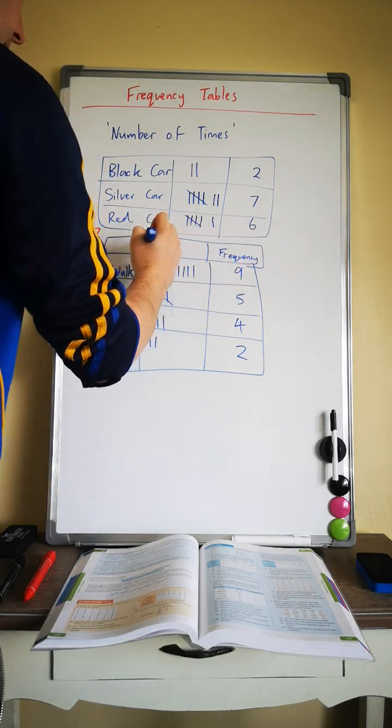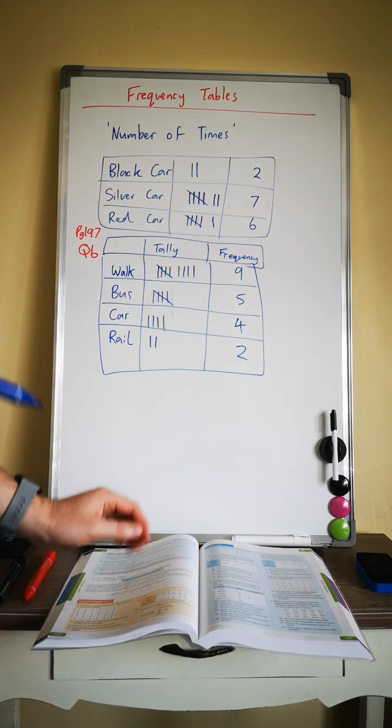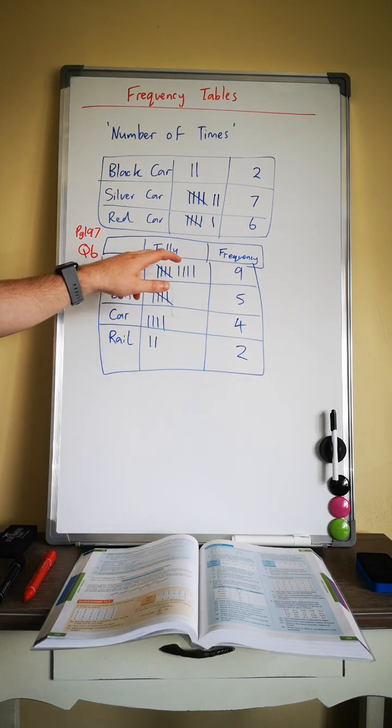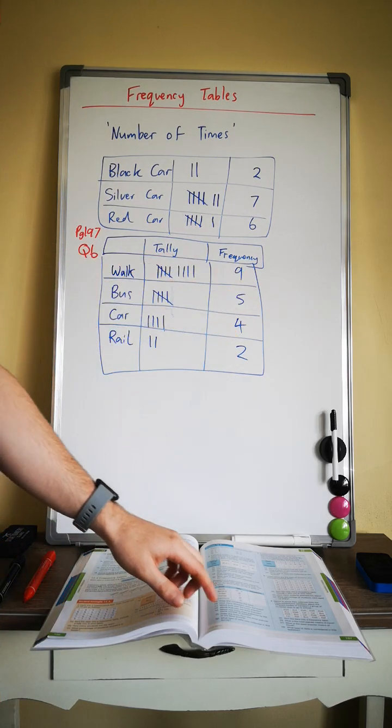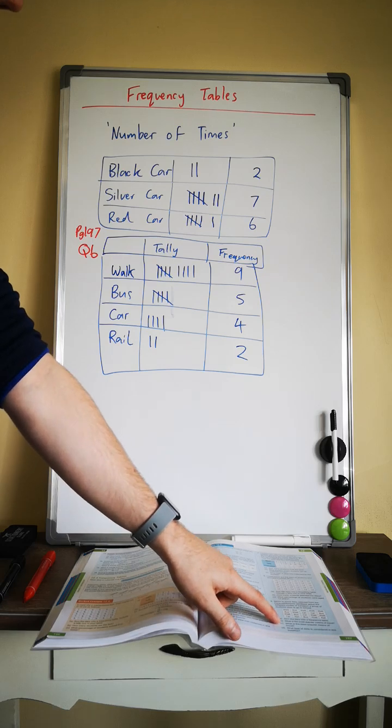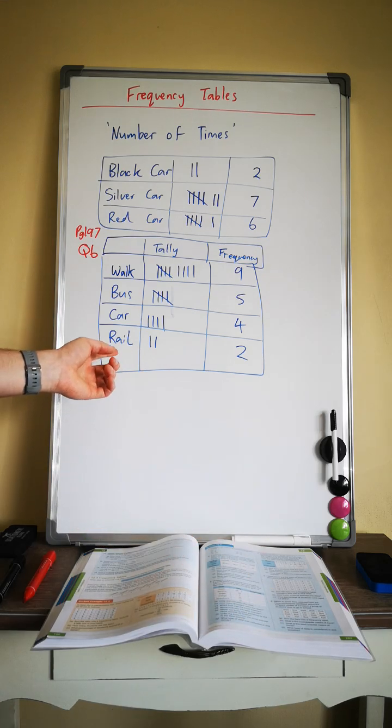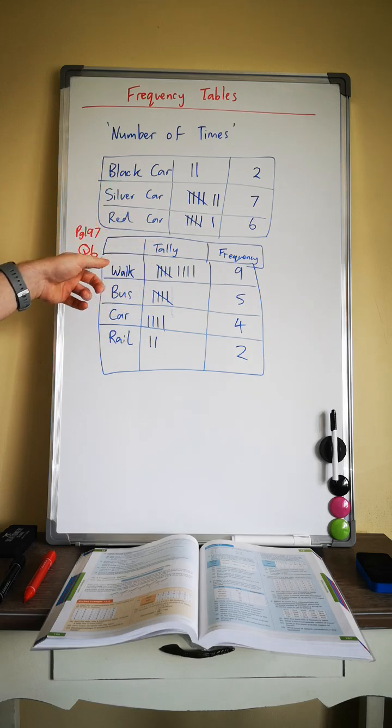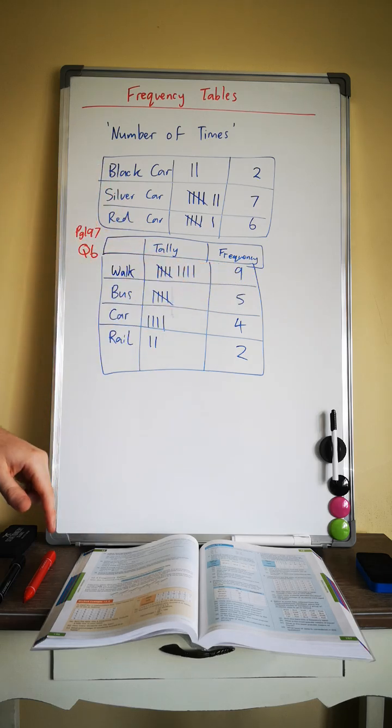Okay, it's not messy, but it gets the job done. So that's sorted into a frequency table now. You do your tallies, and you have to do your tallies. You can't just write the numbers. Next question, B. What's the most popular means of travel? When you have a tally or frequency table, it's nice and easy. We know straight away it is walk.